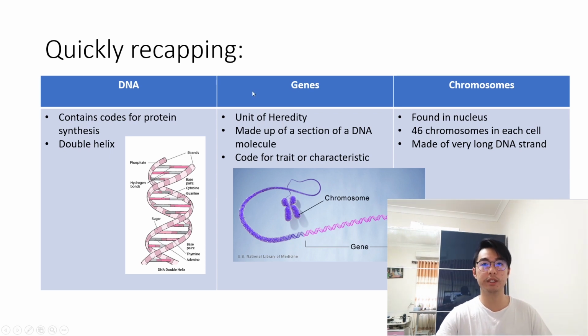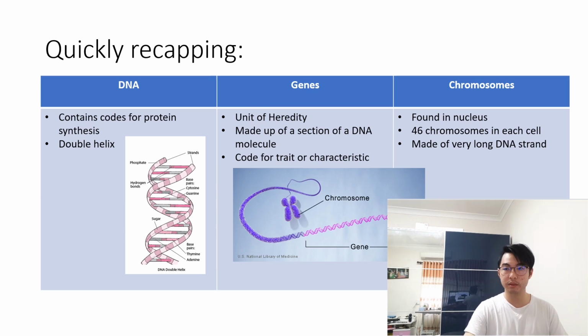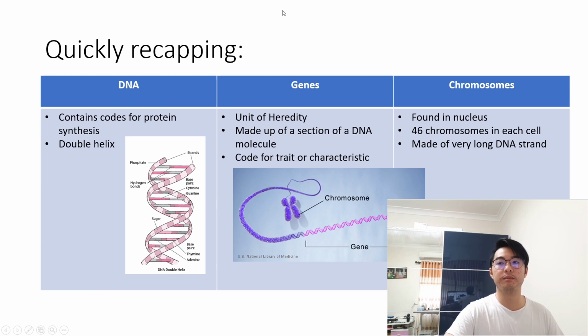Now, chromosomes are found in the nucleus. We have 46 in each cell. We have 23 pairs, so 23 come from our mom, 23 come from our dad, and they're made up of a very long strand of DNA. Okay, some simple traits only require one gene to code for that trait, but there are many more that are much more complicated that require a combination of genes.